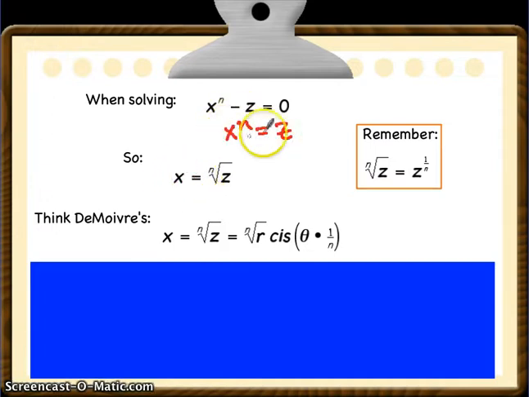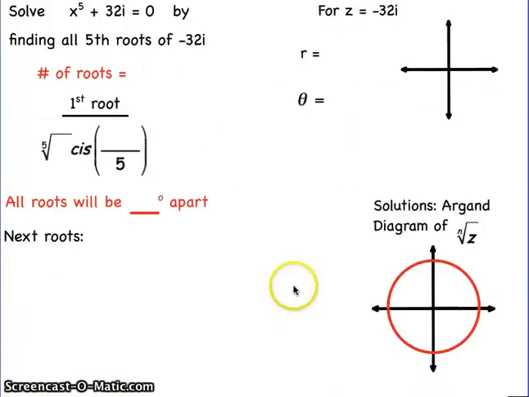Then take the nth root of z, or basically z to the 1/n power, just like in DeMoivre's theorem using our powers. Then we can rewrite the nth root of z as the nth root of r, that length, times CIS, cosine plus i sine, of your angle divided by n, or divided by your index. So let's take a look at an example of how to use that.